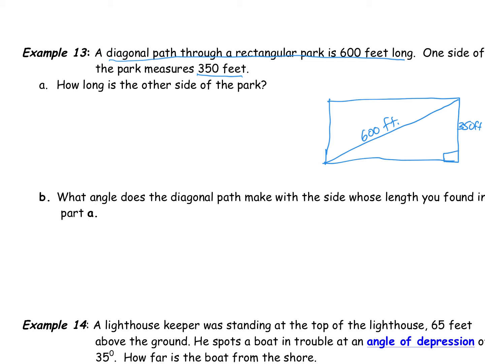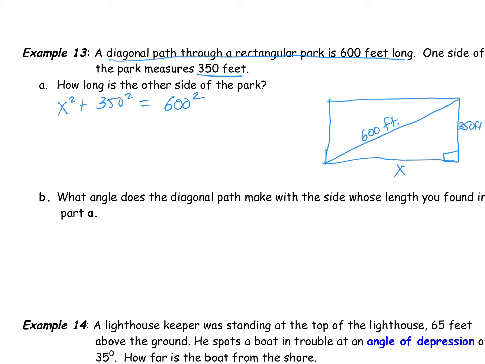I've created a right triangle because we know this is a rectangle. We want to know how long the other side of the park is. I will call that x, the unknown length. Now we can use the Pythagorean theorem. So x squared plus 350 squared, the sum of the squares of the legs of the right triangle, is equal to the square of the hypotenuse, so that's 600 squared.